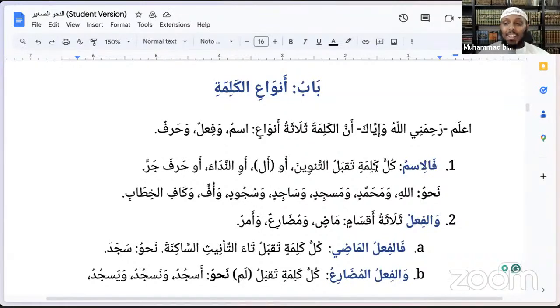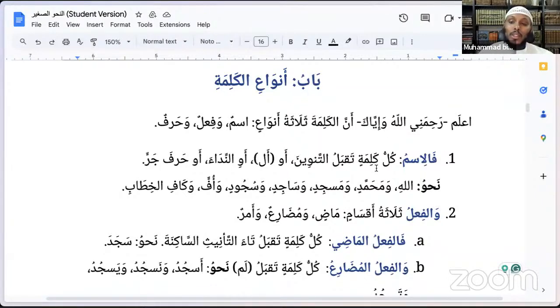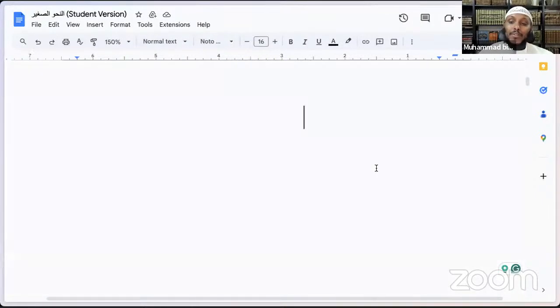If you miscategorize it from the beginning, whereby you think that this ism is a fi'l, or this fi'l is an ism, or that this ism is a harf, you're doomed when it comes to that particular word, and probably you're doomed when it comes to the sentence. واضح? So it is absolutely crucial that you understand the difference between an ism, a fi'l, and a harf.